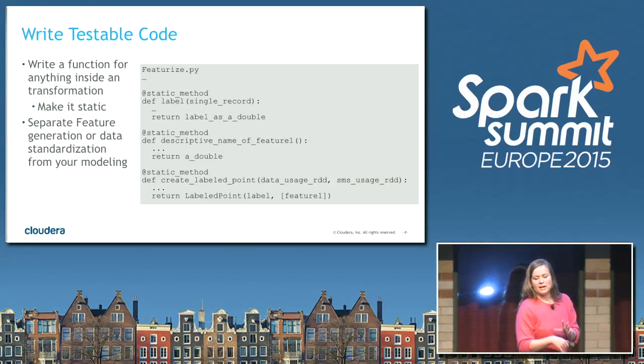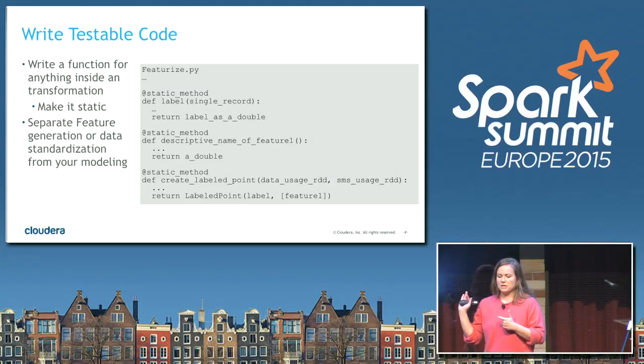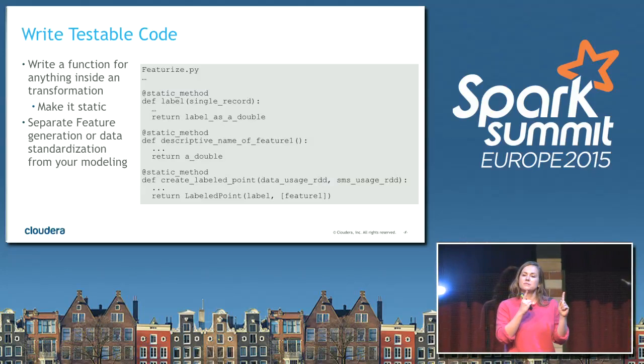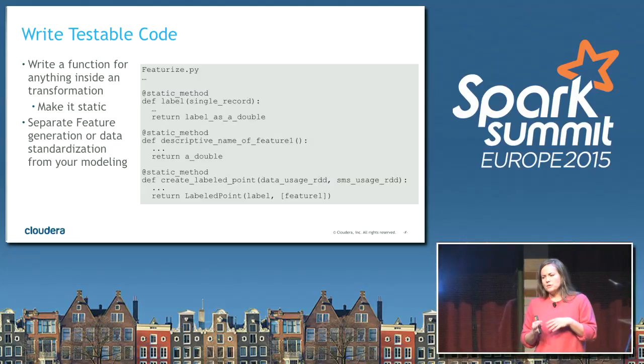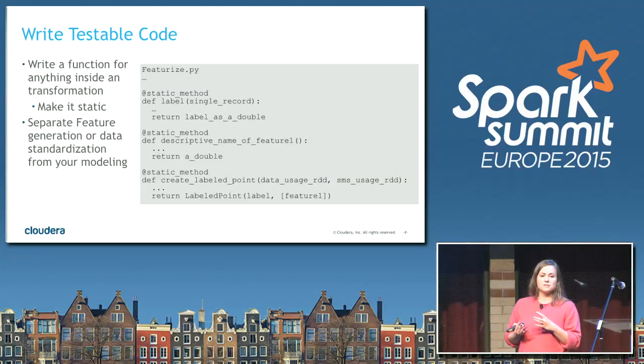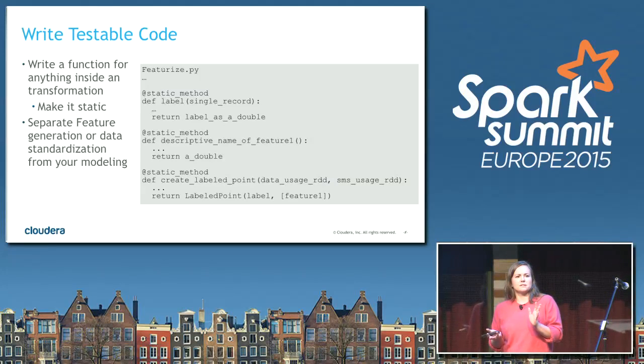So, writing testable code. First of all, make as many functions as possible. Make as many small, simple functions as possible. This ends up being very useful both for unit testing and for making sure that your code is actually serializable. Like I mentioned, you need the function closures, as determined by the CloudPickle library, to be able to be serialized.